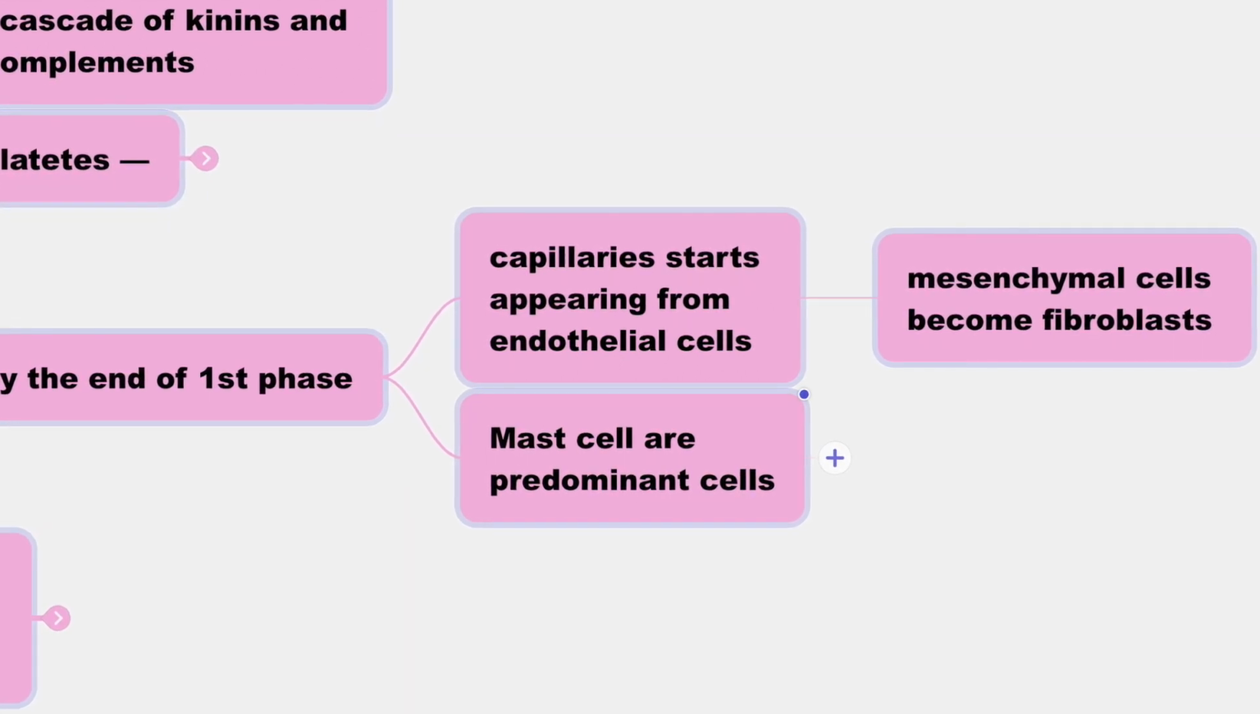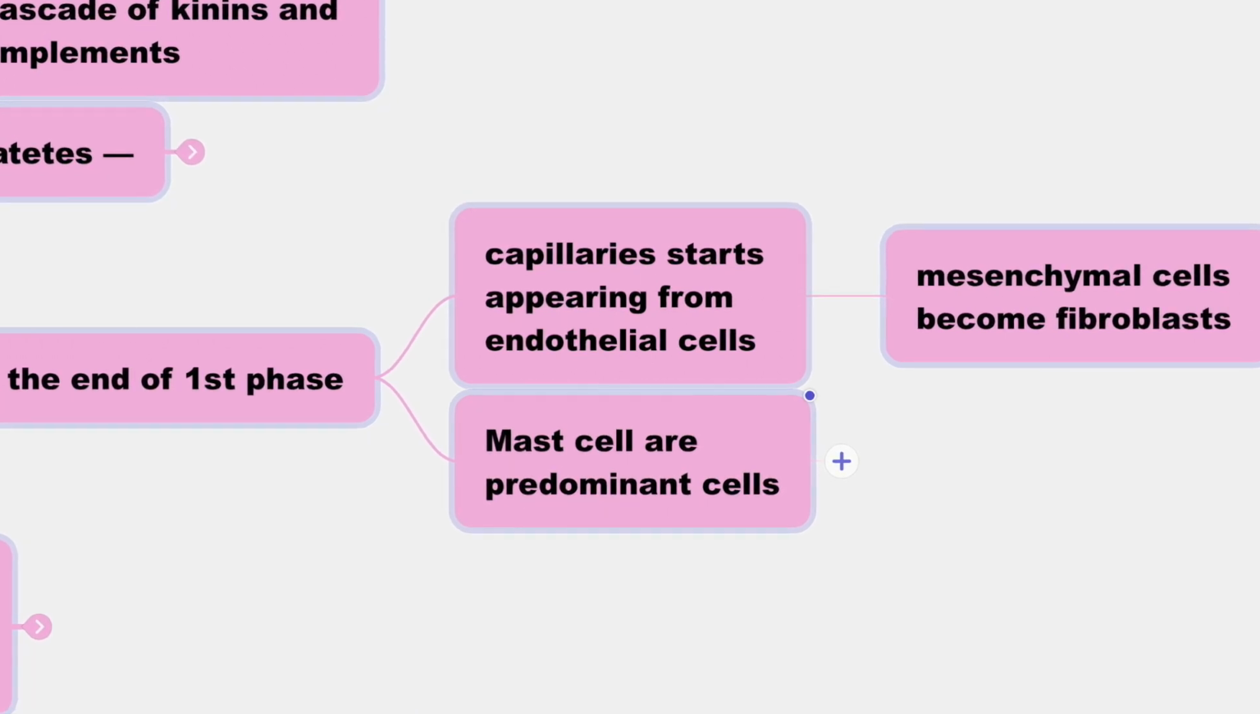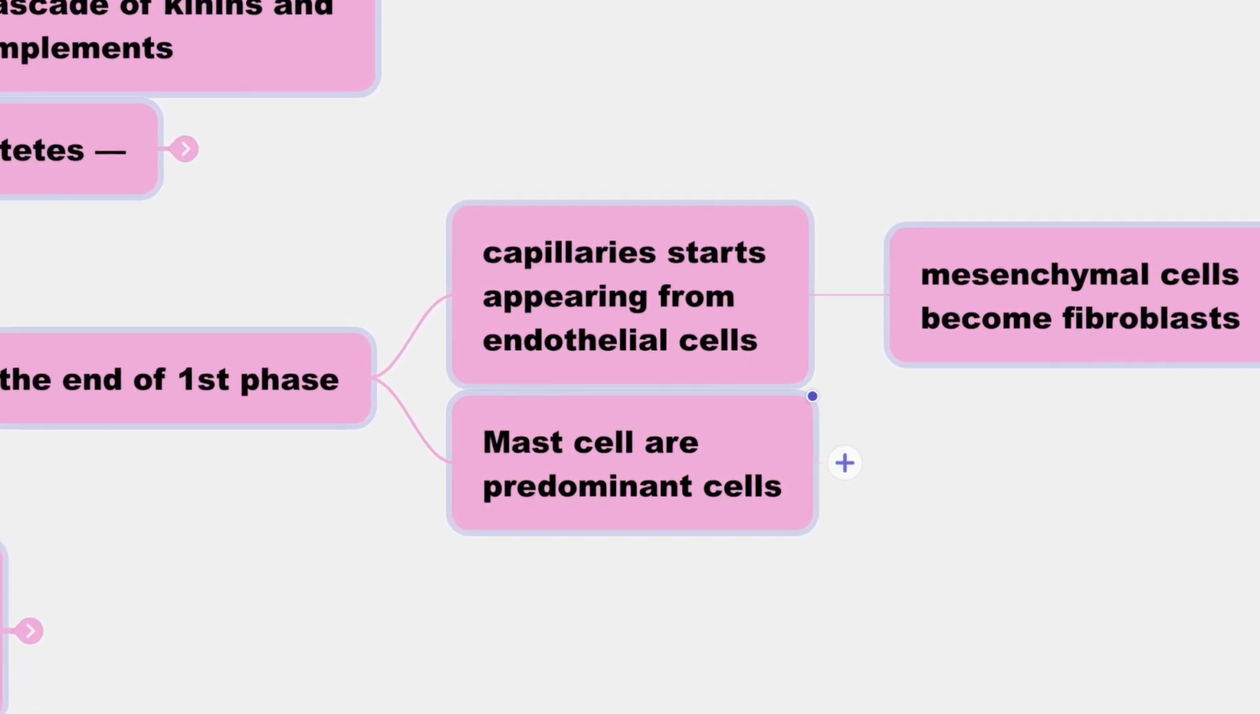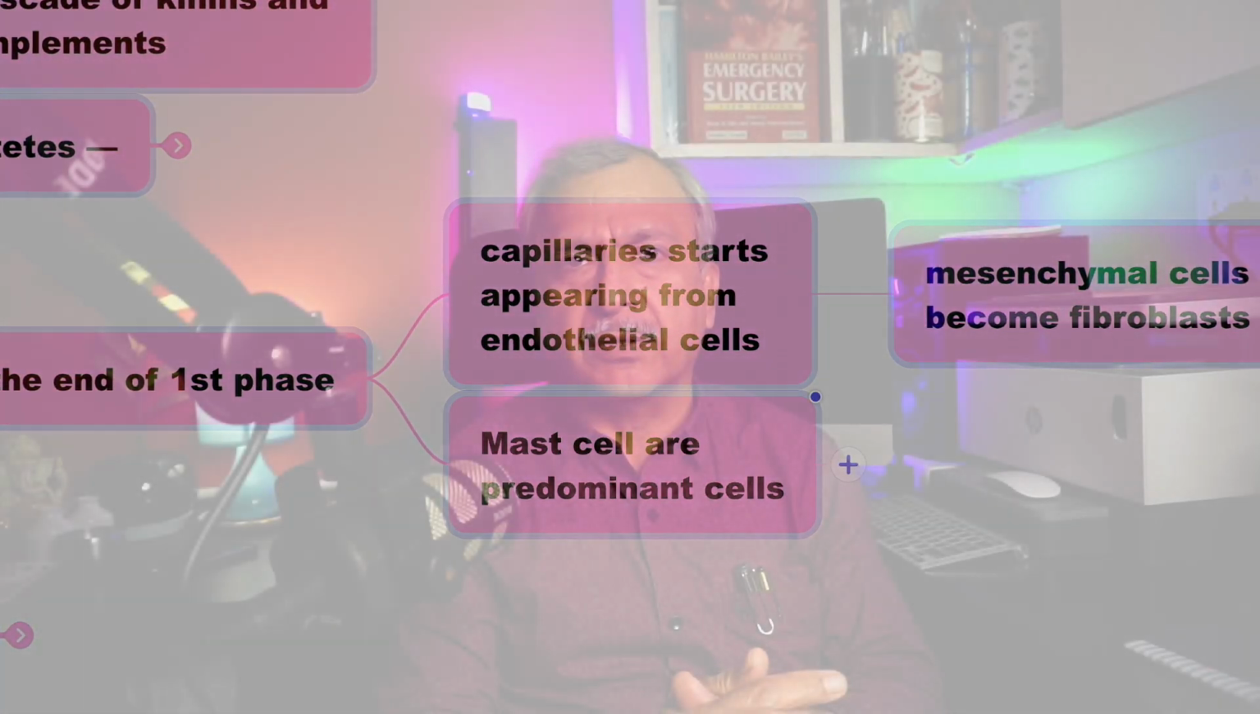Because at the end of the first stage there is predominance of the mast cells, which are released because of the increased permeability of the capillaries. These mast cells are mainly responsible for phagocytosis, and this phagocytic activity prepares the fresh space for the deposition of the new collagen fibers. So three things happen in this phase.